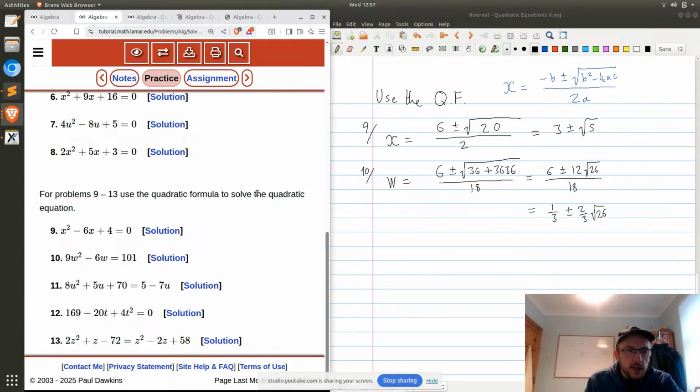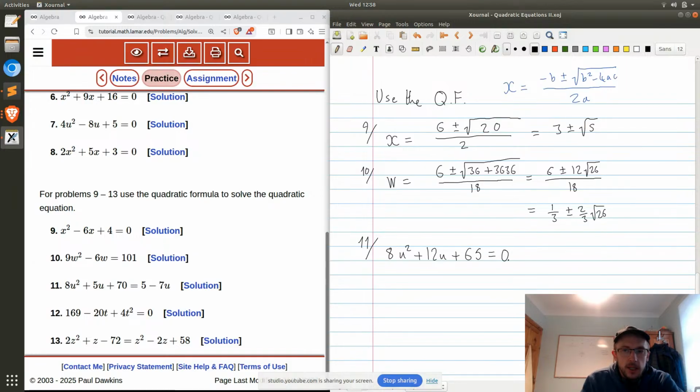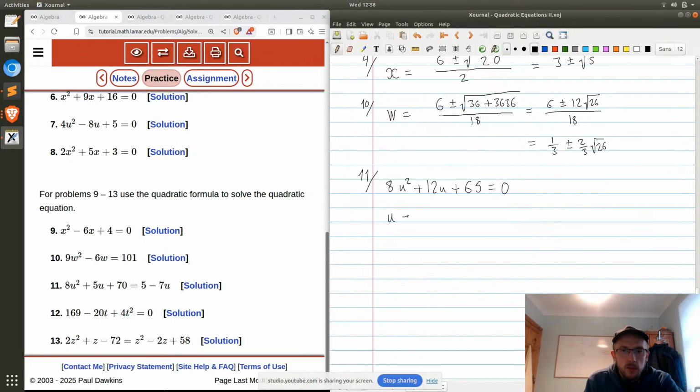And now comes the 11th problem, the 11th one. So all on one side now, please. So 12u right there, and 65 right there, and solve. So u is minus 12 plus or minus the square root of 144 minus 4 times 8 times 65. So 4 times 65 is 260, and times that by 8. We get 2080. And it's all over 16.